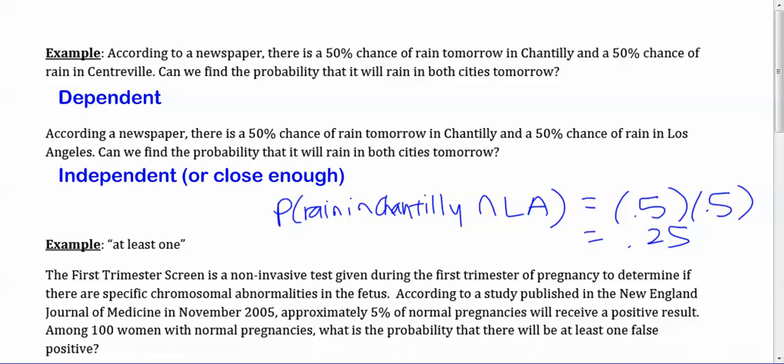That was just to remind you guys, be careful when you're looking at these problems because you're going to have to make some assumptions about independence. The next one is an example of at least one. Go ahead and pause the video and try that question and check your answers when you get back.